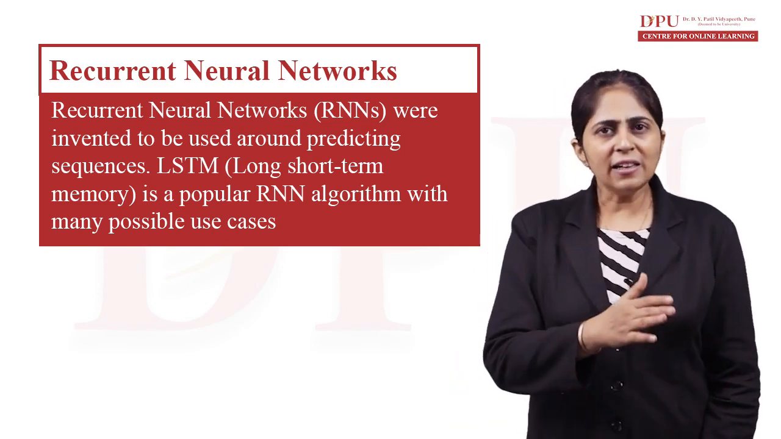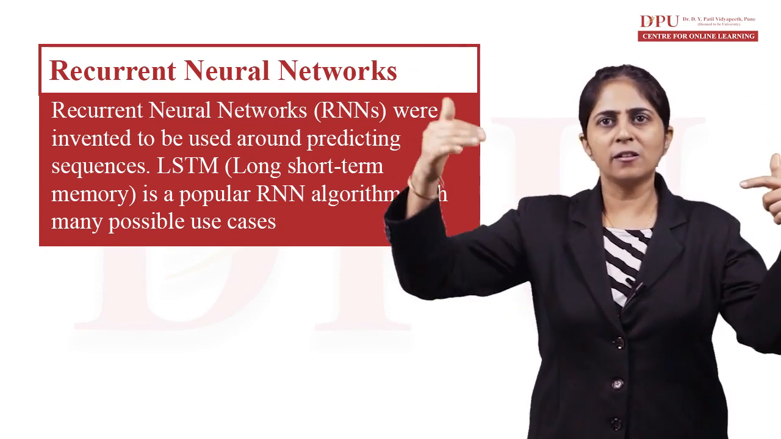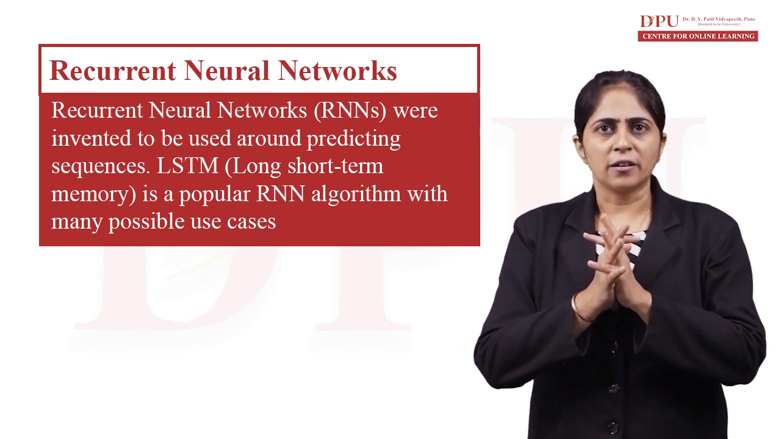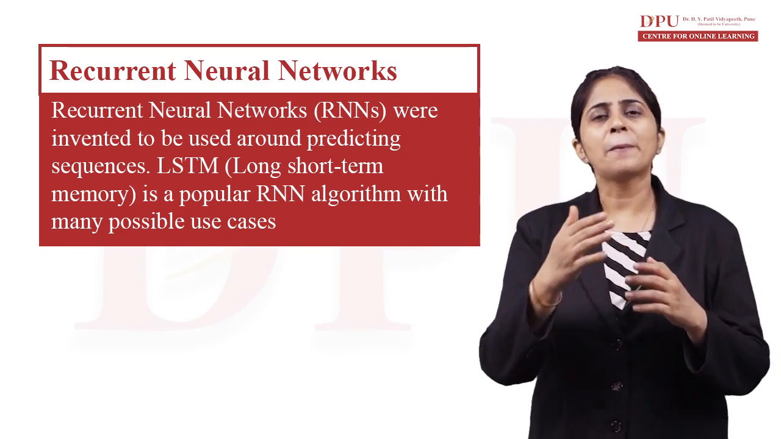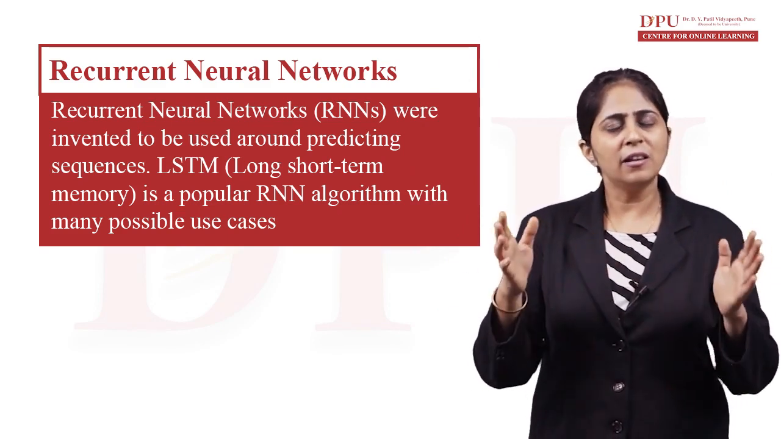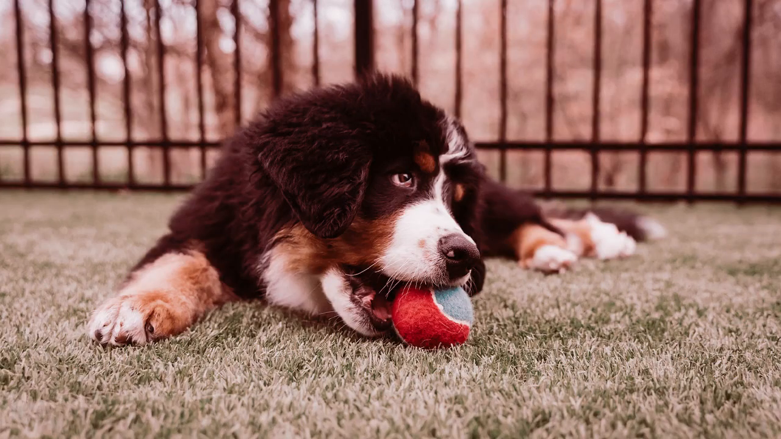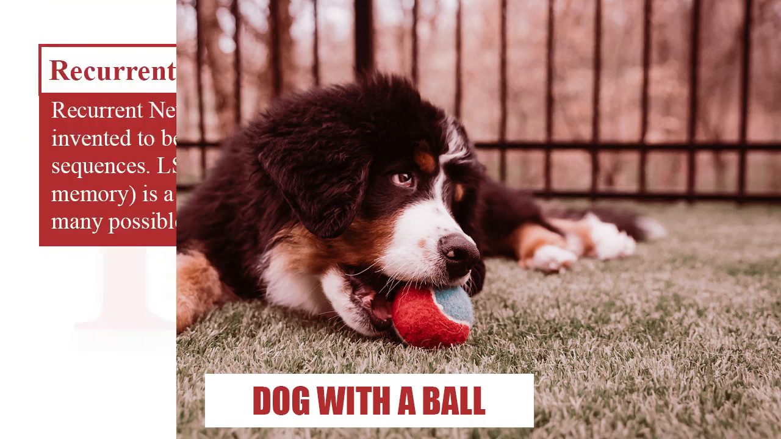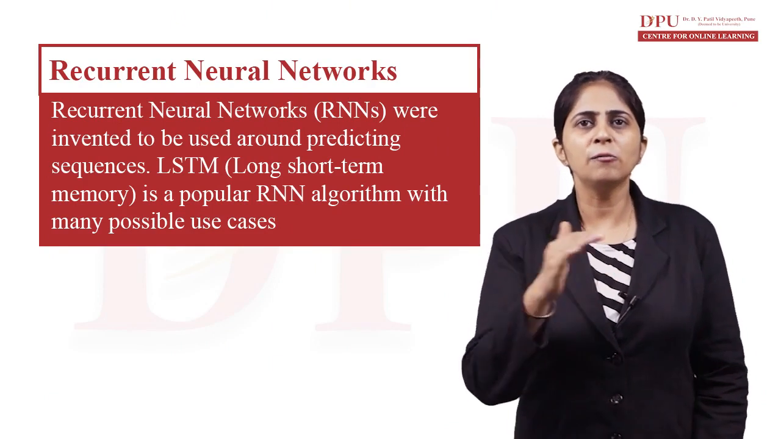One-to-many: a single input mapped to a sequence of output. Means input is one, but we are producing a sequence of output. Example, image captioning. We have a single image and we want to caption it. Say we have an image of a dog sitting with a ball. Now we want to write a caption for it: dog with a ball. So that is the caption. The input was just that picture, but the output is a sequence of words.